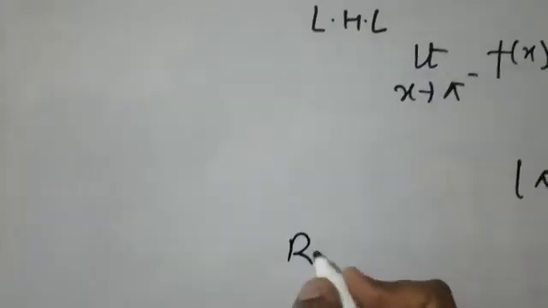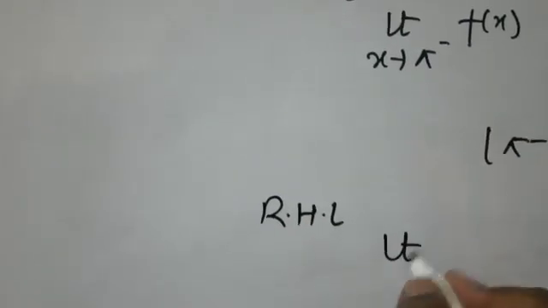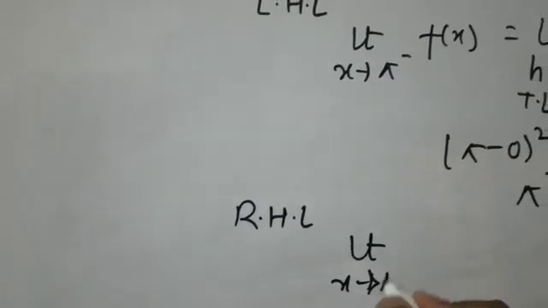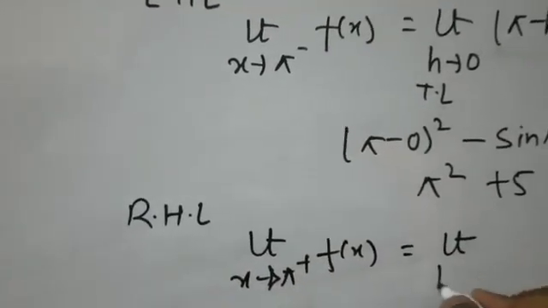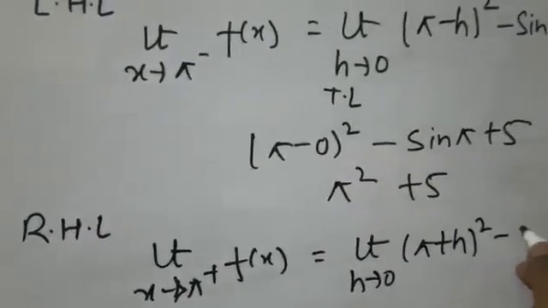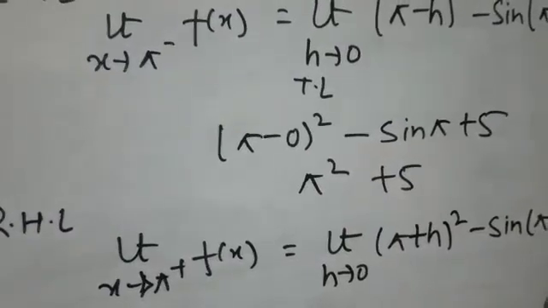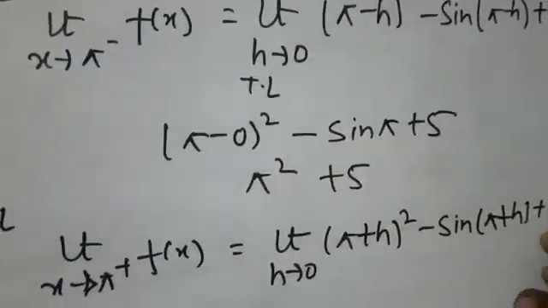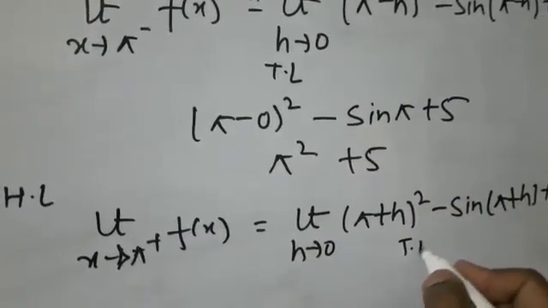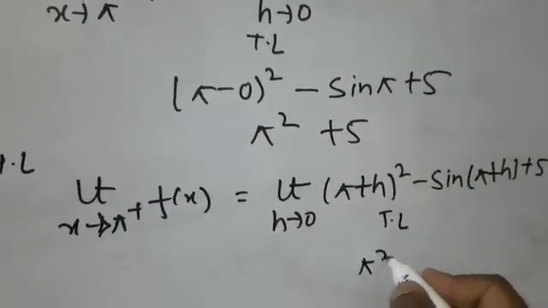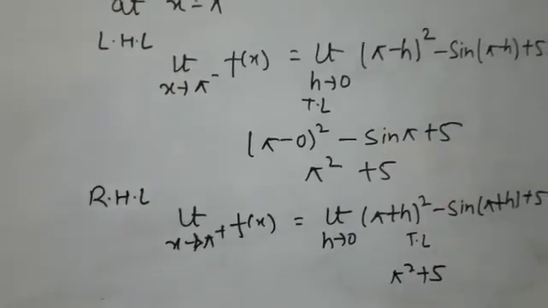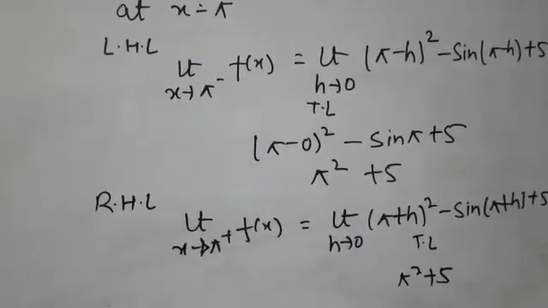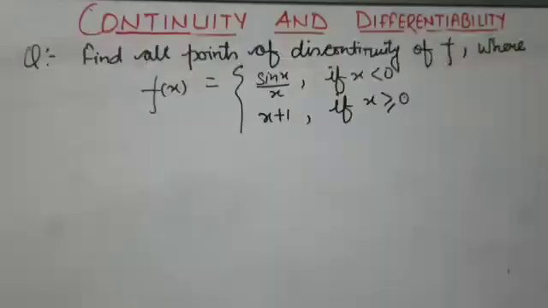Now for the right hand limit, we have limit x tends to pi plus f(x) equal to limit h tends to 0 of (pi plus h) square minus sin(pi plus h) plus 5. On taking the limit, we get pi square plus 5. From this, we conclude that the left hand limit is equal to the right hand limit. So our function is continuous.